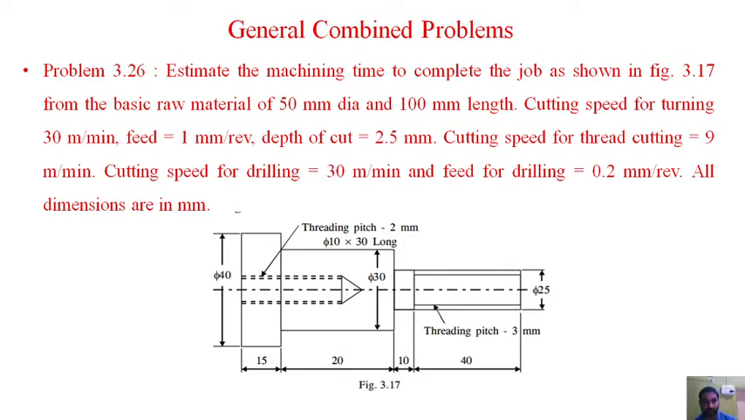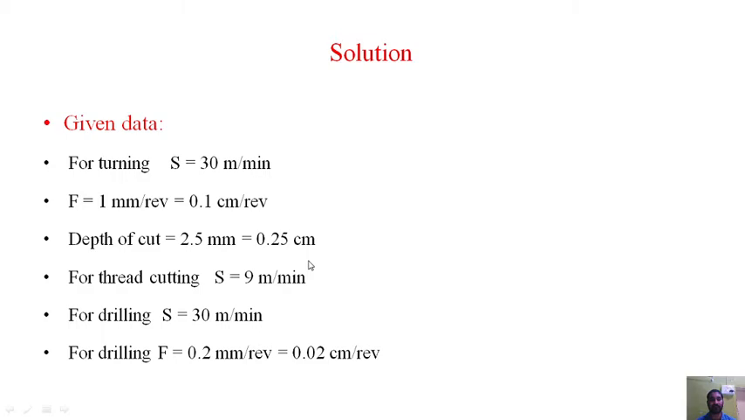So this is the figure. The initial raw material is 50 dia and out of it you have to make this kind of operation. We have turning operation, and after that step turning. After that we have the threading operation, internal threading and outer threading, drilling operation, and everything is there. So let us solve step by step. This consists of many steps.